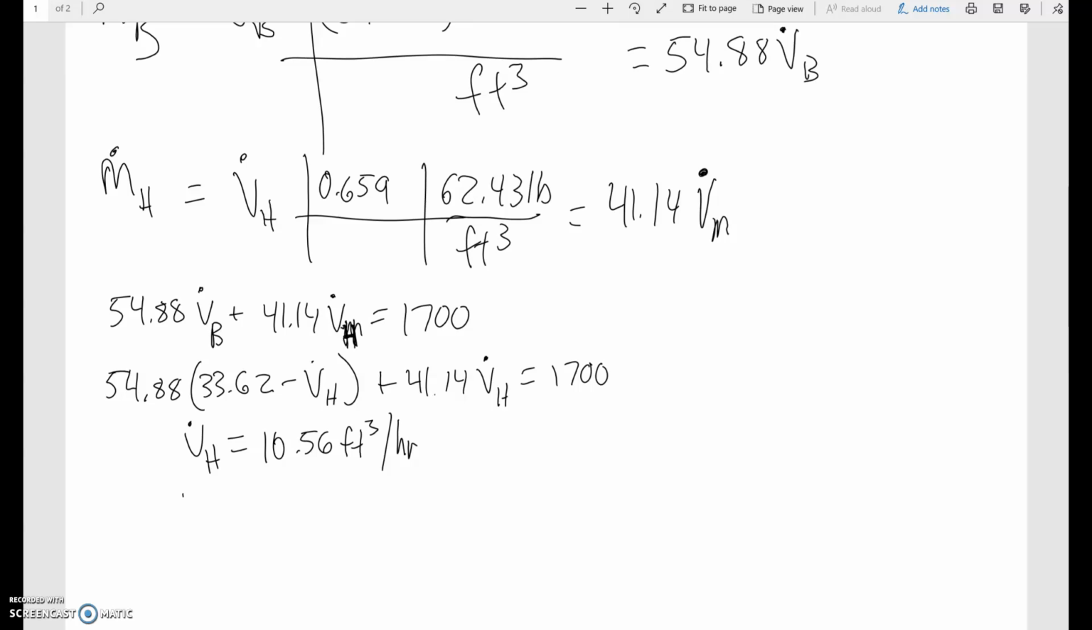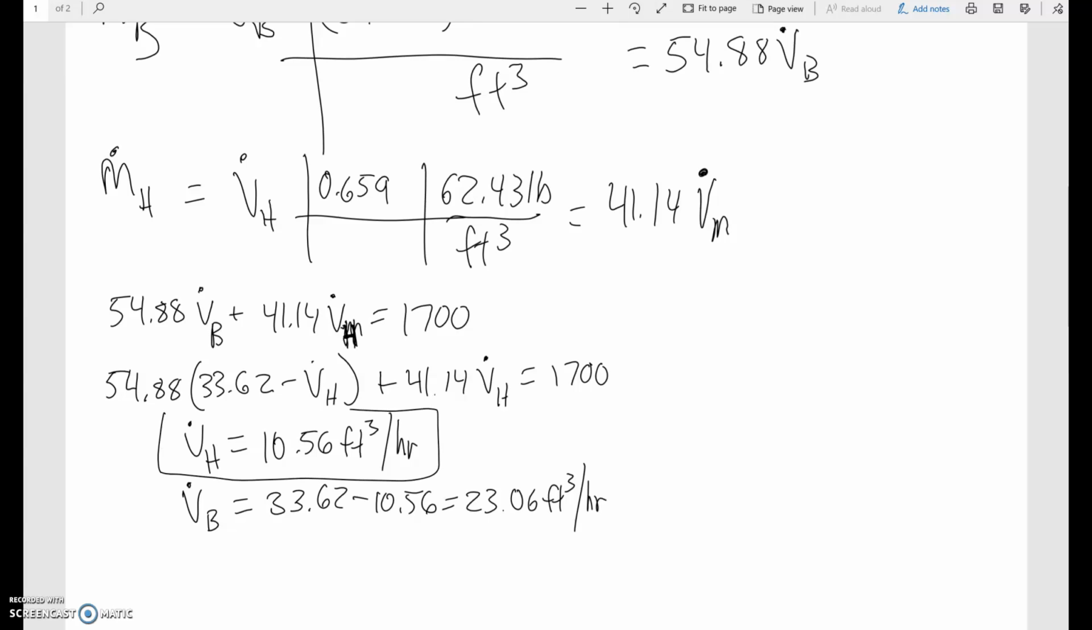Now, how do I get VB dot? Well, VB dot is just 33.62 minus 10.56, and that gives me 23.06 cubic feet per hour. So now I have my answer for VH dot, my answer for VB dot.